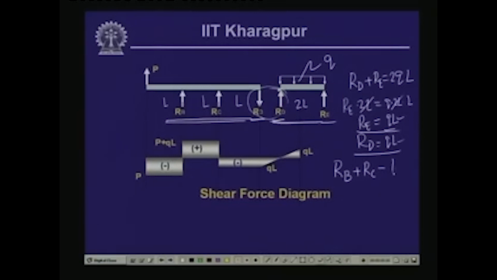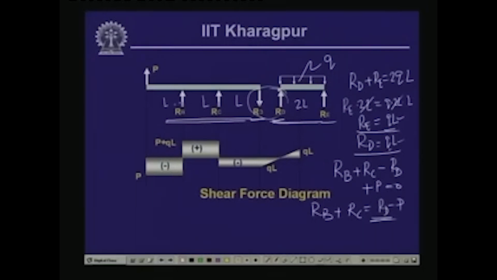So, minus RD, and P also in the same direction. So, plus P, this is equal to 0. So, this gives us that RB plus RC is equal to RD minus P, and RD we have seen as equal to QL. So, this is QL minus P.